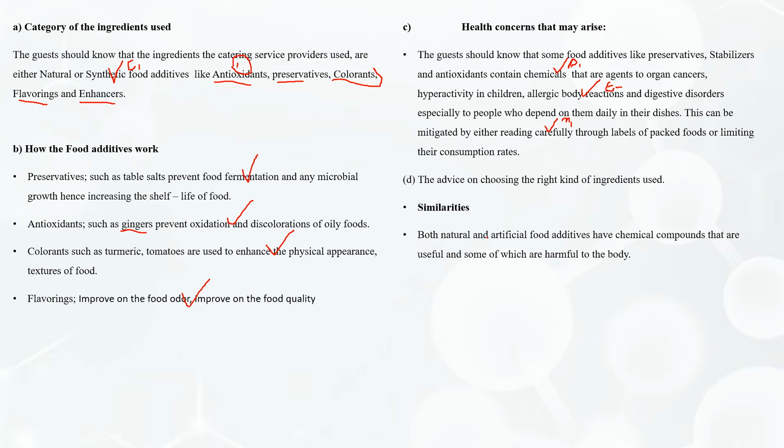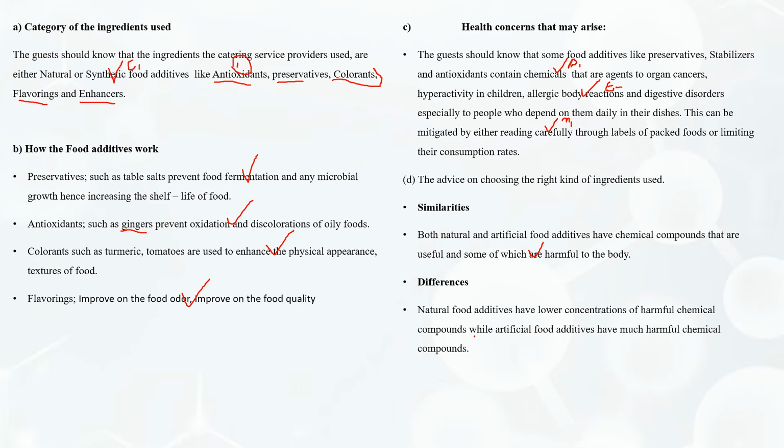Now let's look at the first one. Both natural and artificial food additives have chemical compounds, some of which are useful and some of which are harmful. Okay, that is number one. Then they're saying another one, talk about the difference. For example, natural food additives have lower concentration of harmful chemicals, while artificial food additives have much more harmful chemical compounds. Are you seeing? So you have helped this person to know that both have harmful substances and those which are useful.